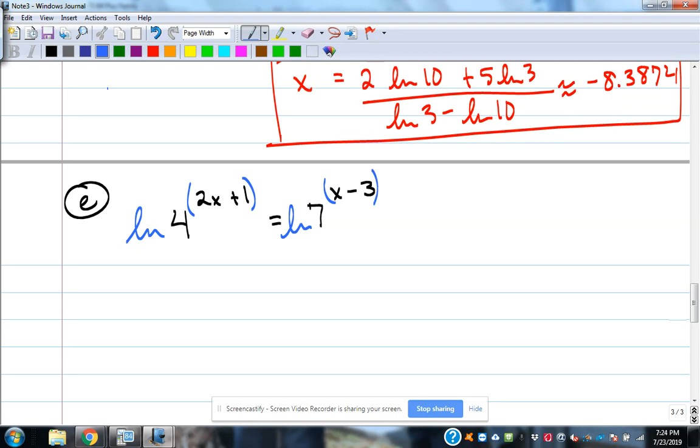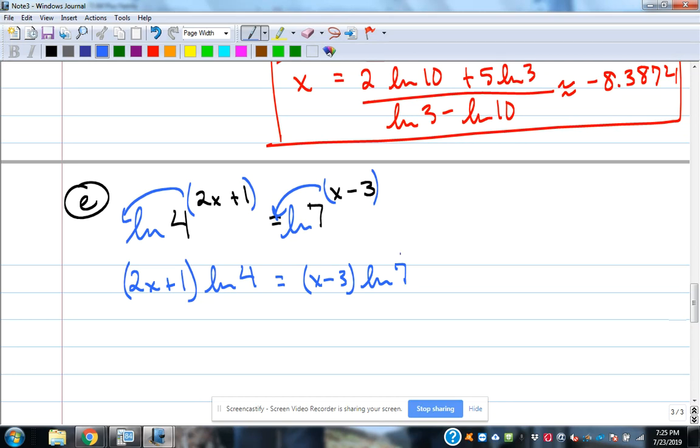Put them where? In the front. Yeah, that's always going to be the case. Okay, so we're going to have 2x plus 1 and then natural log of 4, and then x minus 3 and natural log of 7. All right, and then we're going to distribute the number natural log of 4 to both these pieces and the number natural log of 7 to both of these pieces. So it's a distributive property next.